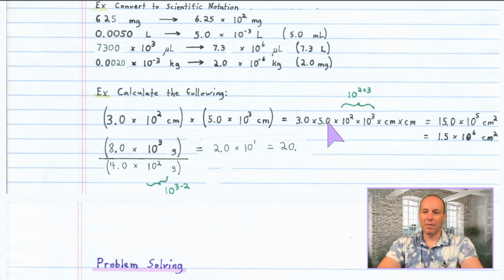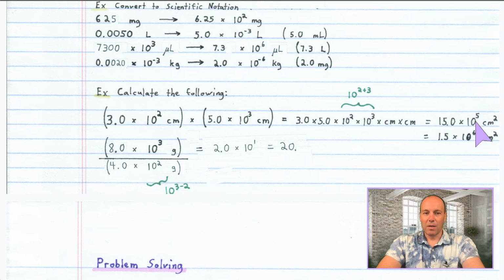So 3 times 5, that's going to be 15. And then 10 squared times 10 cubed, the rule for multiplying powers of 10 is you add the exponents. 10 squared times 10 cubed is going to be 10 to the 2 plus 3, or 10 to the 5th. And if that doesn't make sense, think about it like this. 10 squared is 10 times 10. And then multiplied by 10 cubed, that's another 10 times 10 times 10. So you're multiplying by 10 5 times. Okay, so that's 10 to the 5th. And then centimeters times centimeters would be centimeters squared.